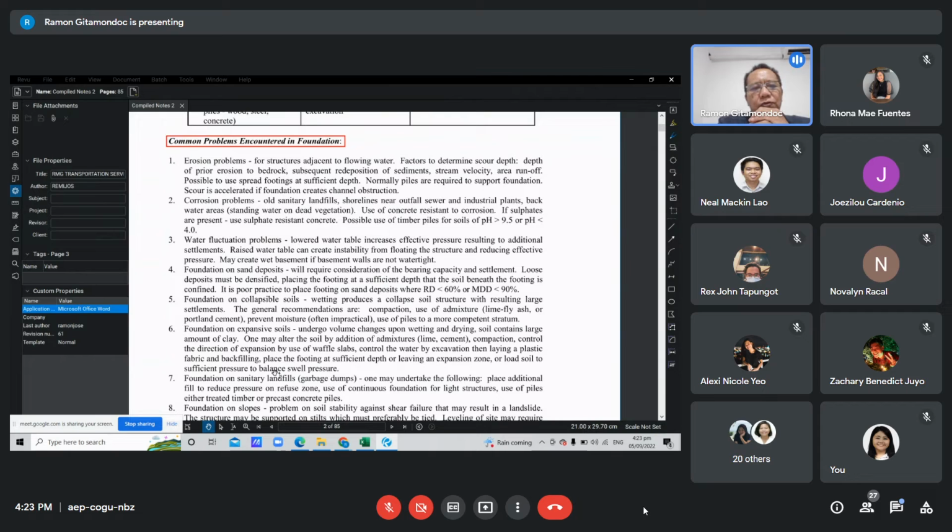So solution to erosion problem, we have to use spread footing at sufficient depth, or if erosion is really quite often, we just use piles. Normally piles are required to support foundation.